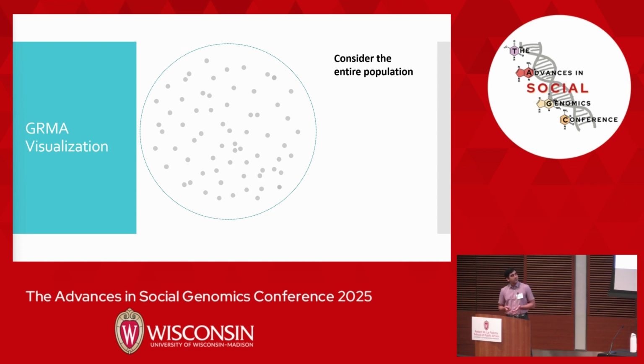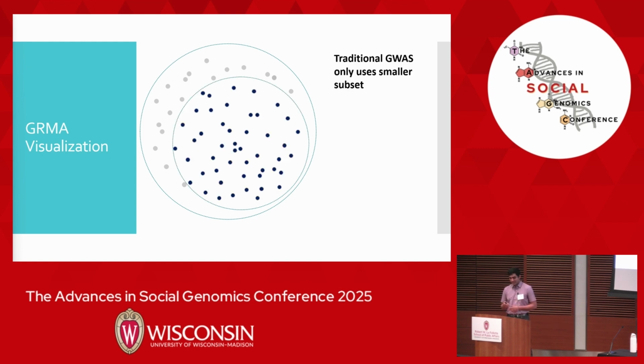So consider the entire population, where individuals who are closer together are more closely genetically related and have a more recent common ancestor, and so have more similar allele frequencies. Traditional GWAS only uses this smaller, continental ancestry subset of the data.